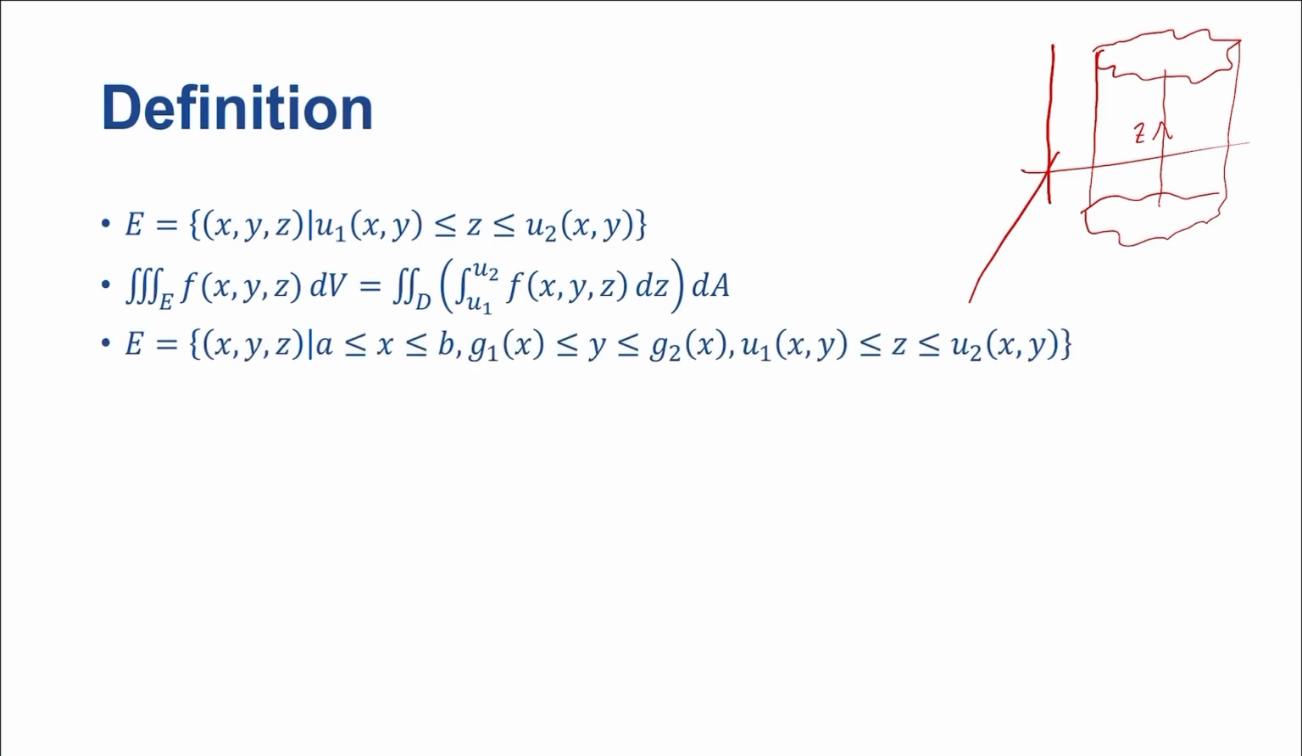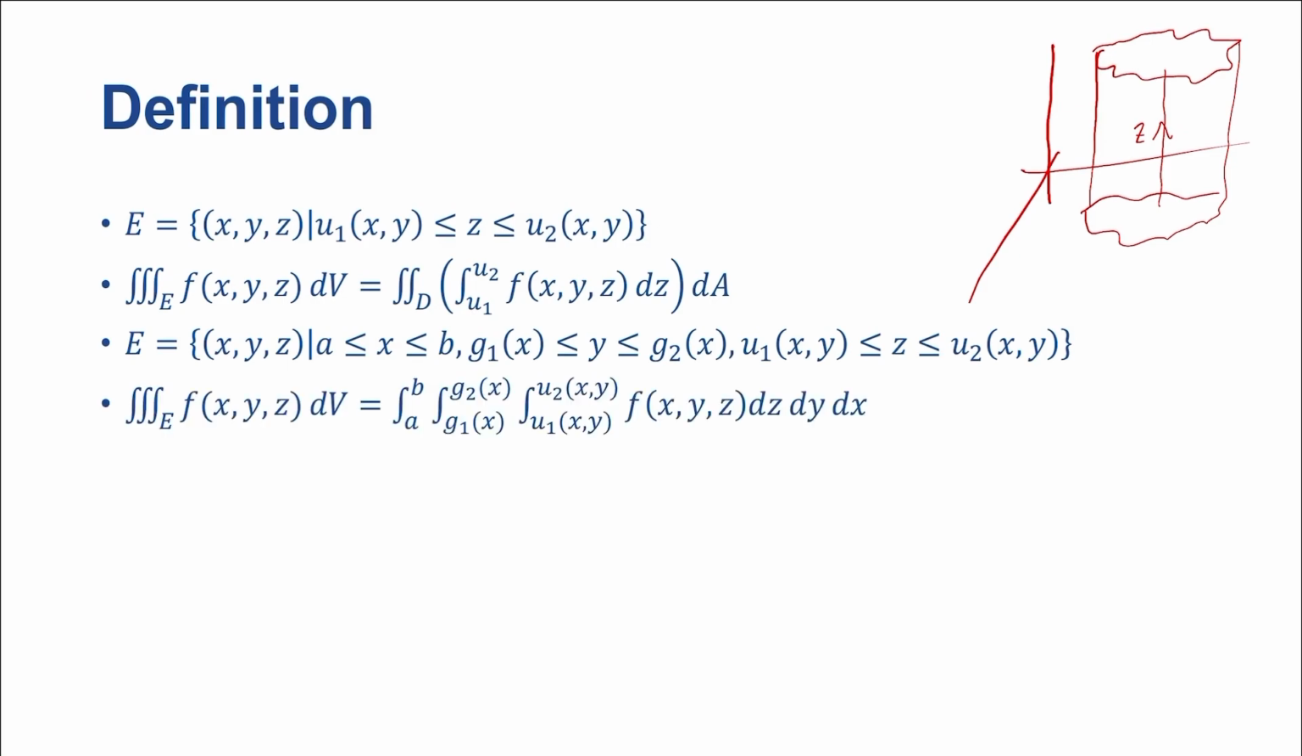Now we could have another region where x is between a and b, so x is constant, and then y is between two functions of x, and then z is between two functions of x and y. So if you have a region like that, what you do is you set the integral up like this. You set it up between a and b, then between g sub 1 and g sub 2, then between u sub 1 and u sub 2 of f of x, y, and z, dz, dy, dx.